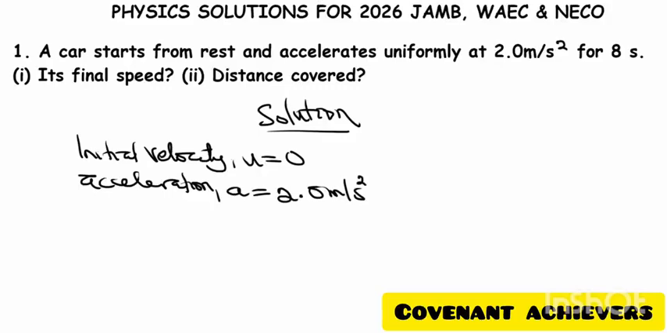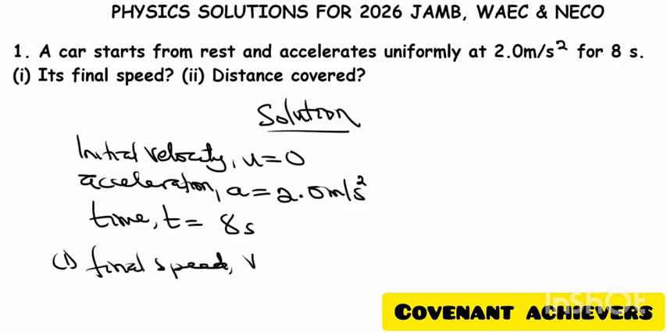Square, and then we are also given the time t equals 8 seconds. So for the speed, the final speed v equals u plus at. Our u is 0 plus a, which is 2, times t, which is 8, and that gives us 16 meters per second. 16 meters per second, that is the final speed.